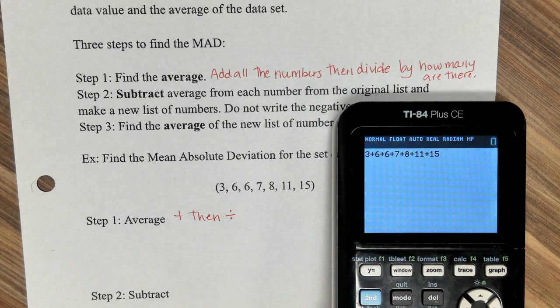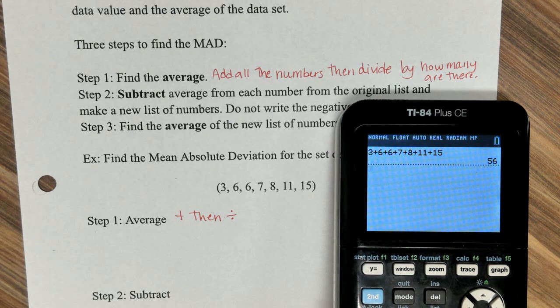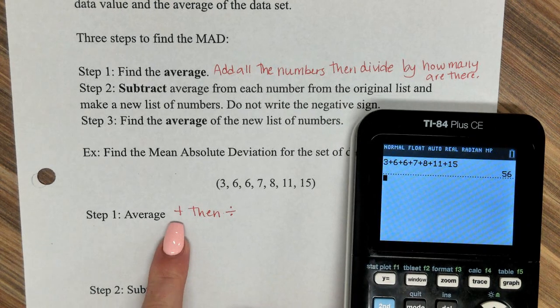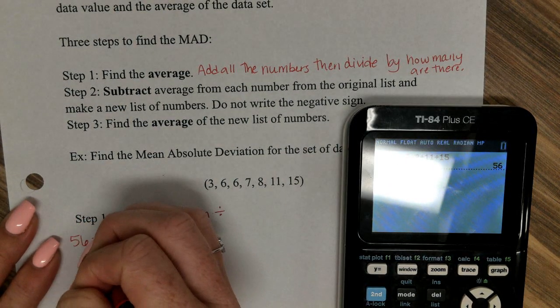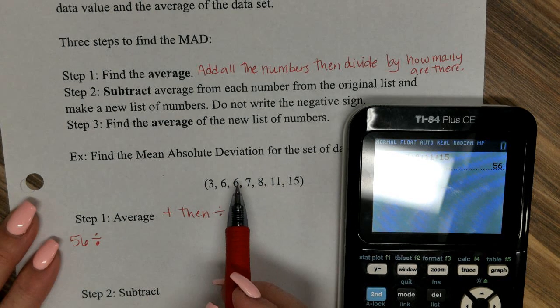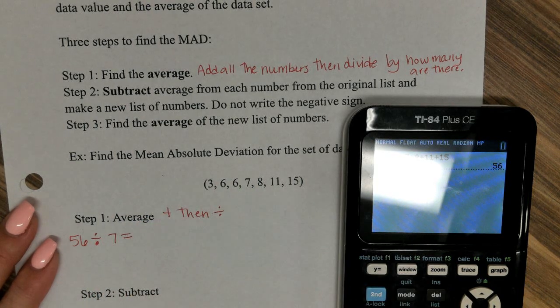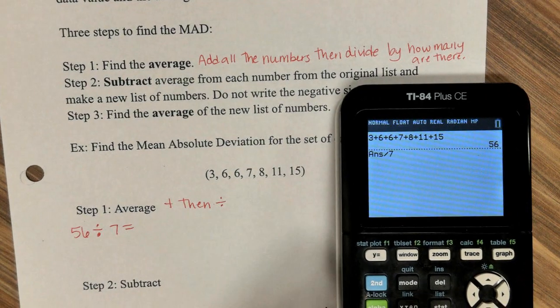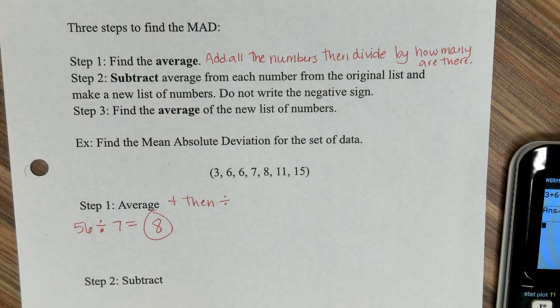Are there ever going to be decimals? Yes. Okay, once you hit enter, that's not the average. All you did is add. So I'm going to write that down. I got 56 when I added. Now I have to divide by how many numbers there are. There's 1, 2, 3, 4, 5, 6, 7 numbers. So divide by 7. And I got 8. Circle that. That is not your answer. That is the answer to step 1.